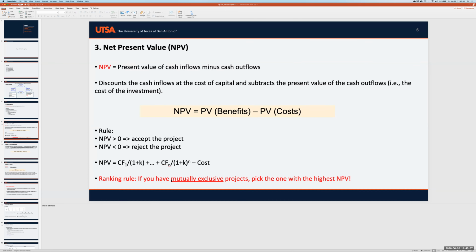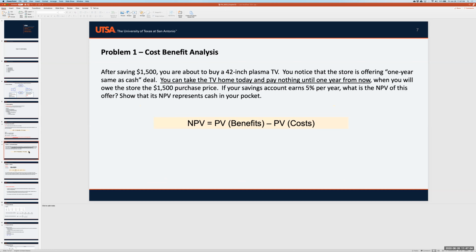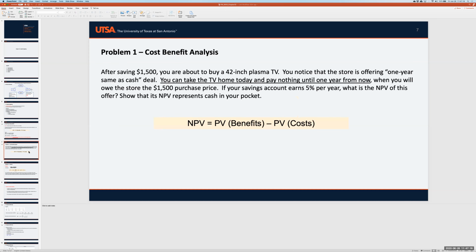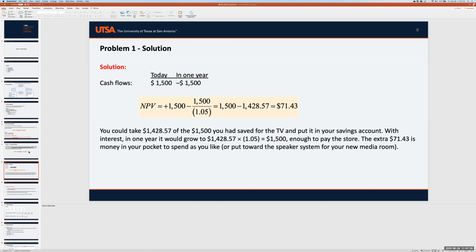So, ranking: if you have mutually exclusive projects, pick the one with the highest NPV, net present value. It's a quick problem. We just calculate the net present value by looking at the outflow and inflows. I will not read the question. Just pause the video and read the question, and I will jump to the solution.